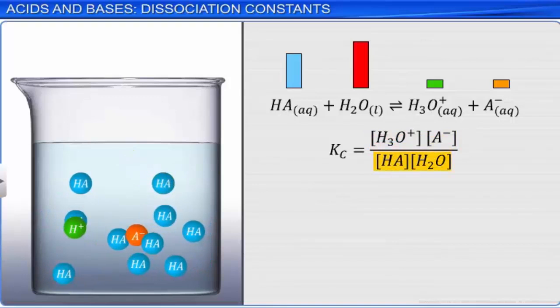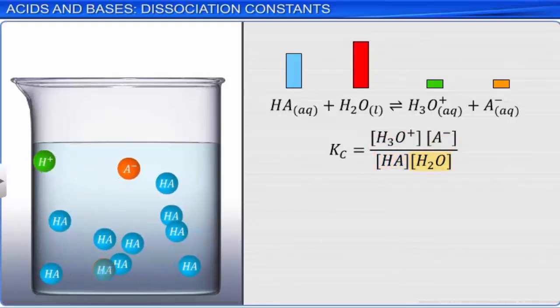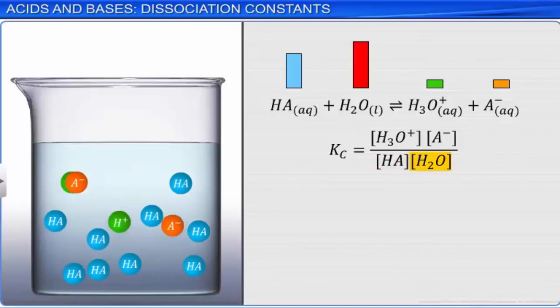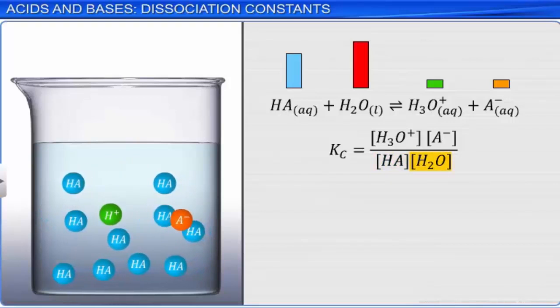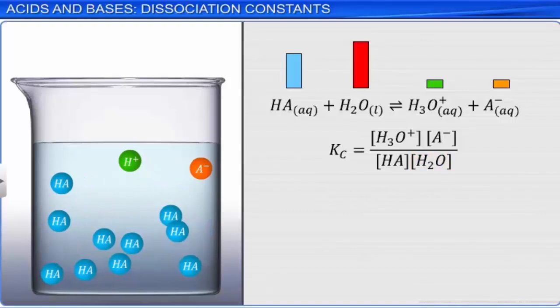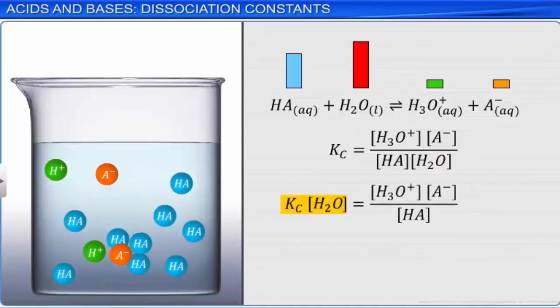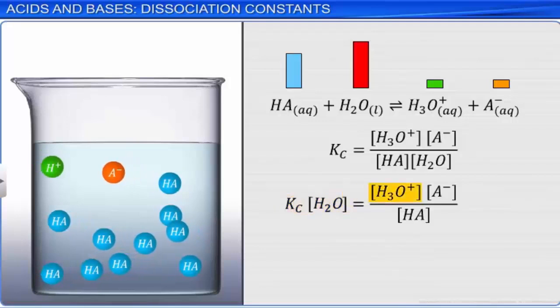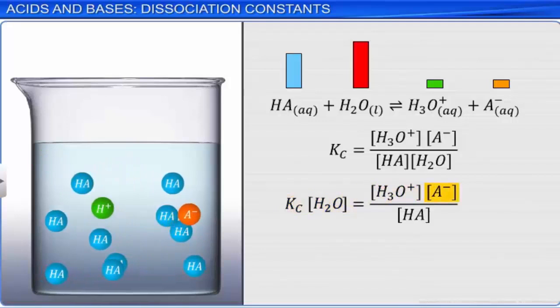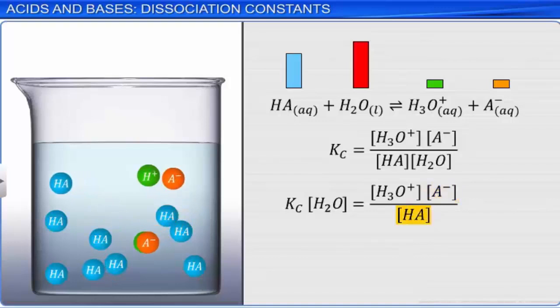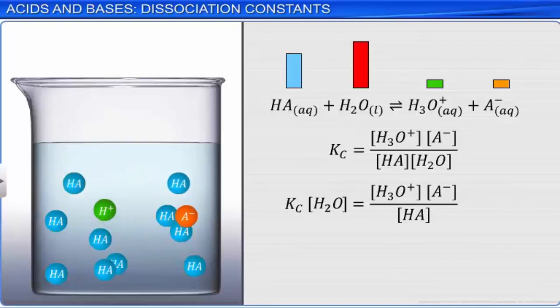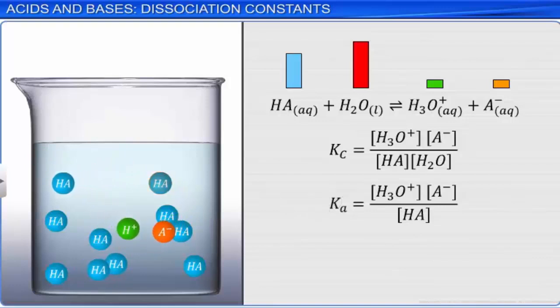As the concentration of water does not change, it can be taken as constant. Hence, it may be written as Kc into [H2O] is equal to the product of concentration of H3O+ and A- ions, divided by the concentration of HA. Since Kc and concentration of water both are constants, their product is also constant, and it can be taken as Ka, that is, Ka is dissociation constant of weak acid.